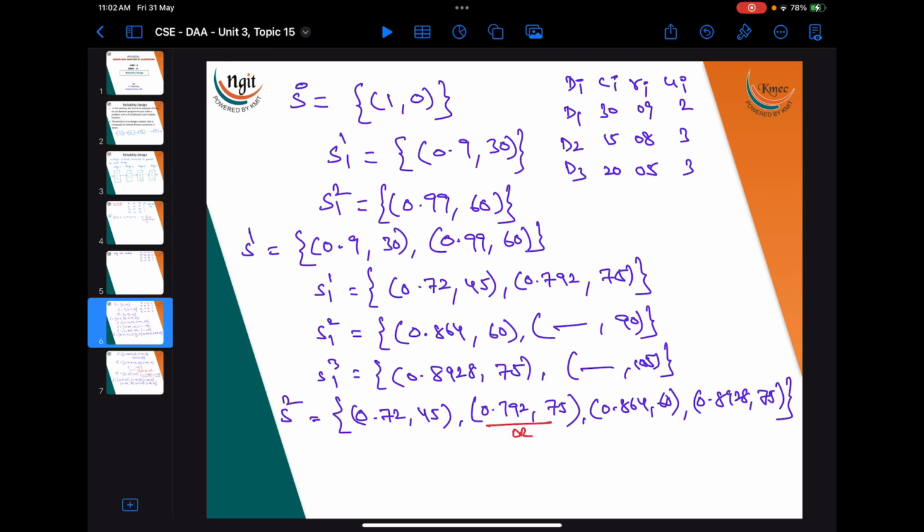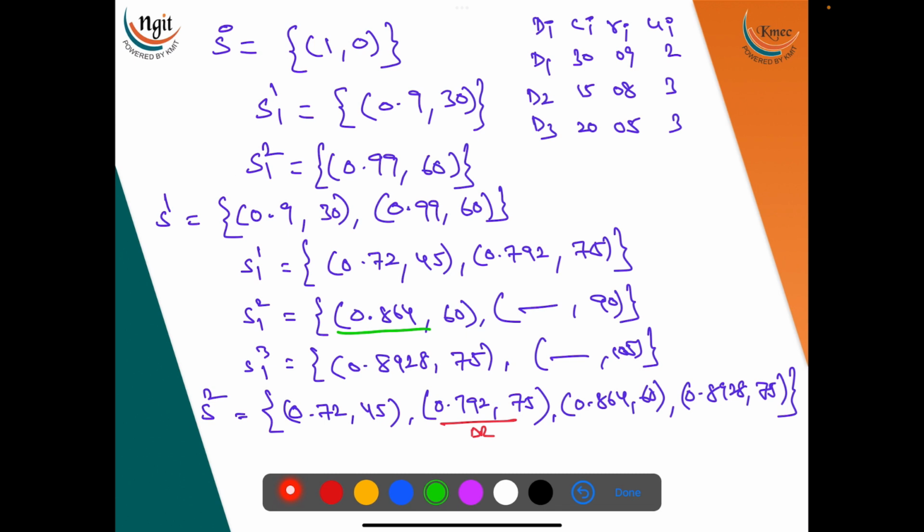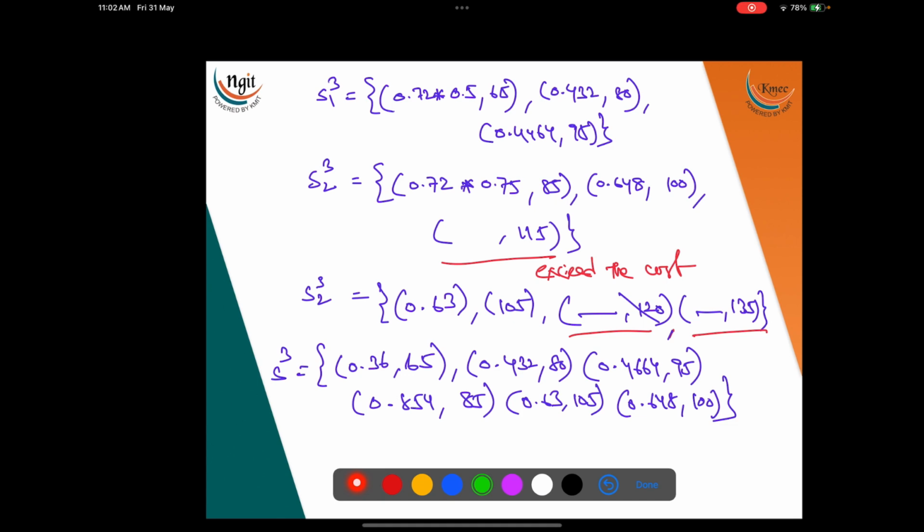S2 set. 0.864 is the base to generate that S3 value, right? Now from where did we get this? From 0.930. So with this, what I wanted to conclude is that whichever values we were seeing now, all those values were included in the solution.